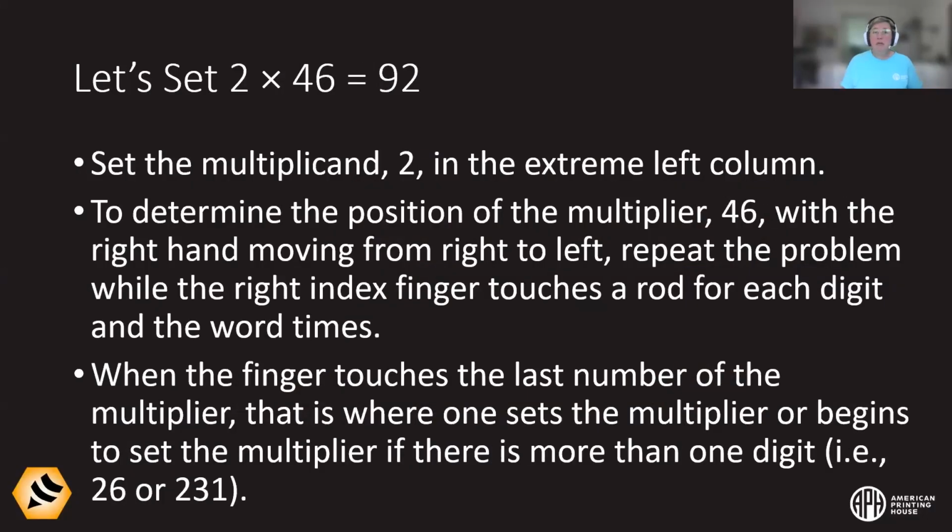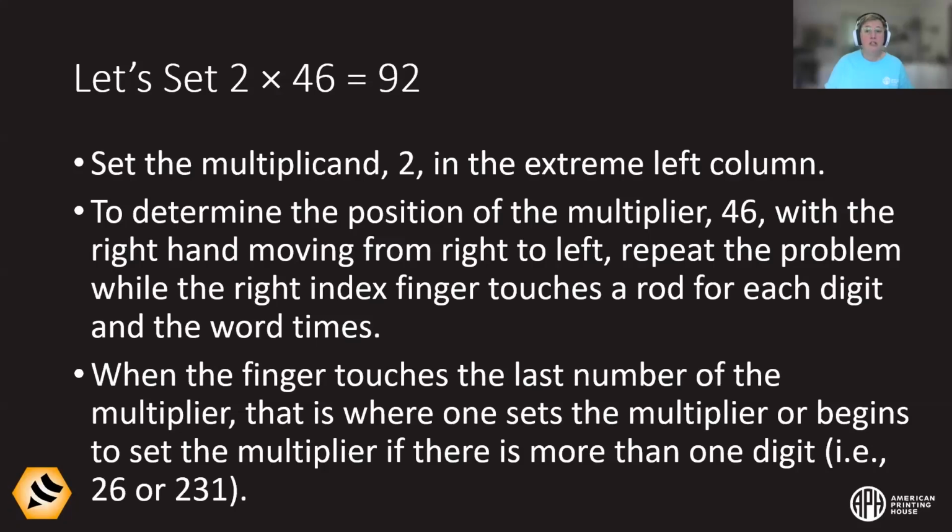Let's set the problem 2 times 46 equals 92. We're going to set the multiplicand 2 in the extreme left column. To determine the position of the multiplier, 46, with the right hand, you're going to move right to left, repeating the problem, while the right index finger touches a rod for each digit and then the word times.